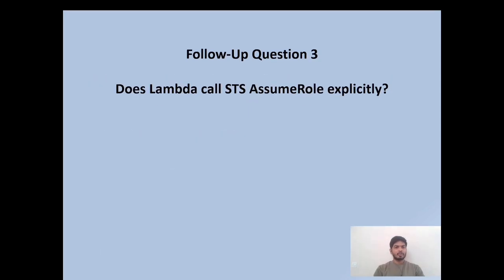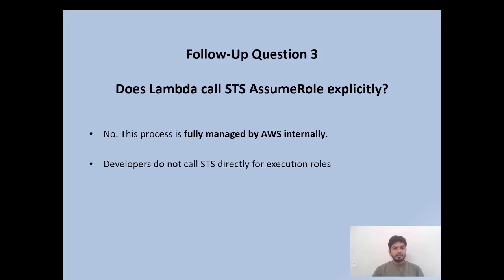Now let's check the third question. Does Lambda call STS AssumeRole explicitly? The answer is no. This process is fully automated and managed by AWS internally, and developers do not call STS directly for the execution role.